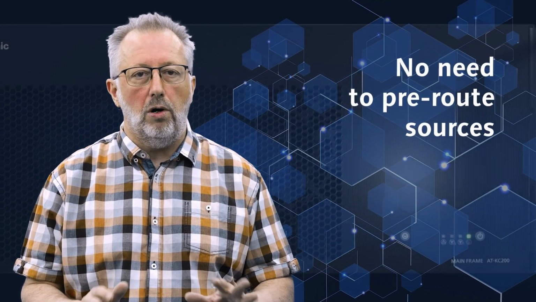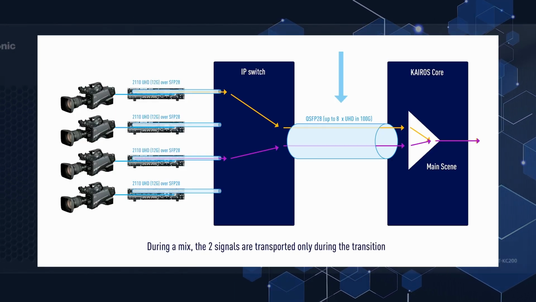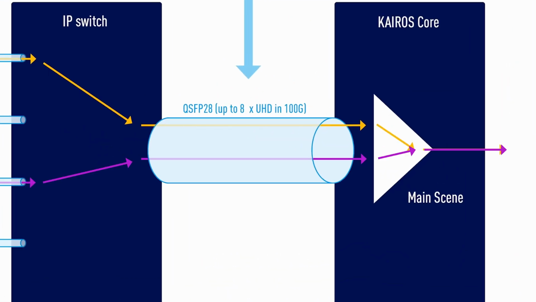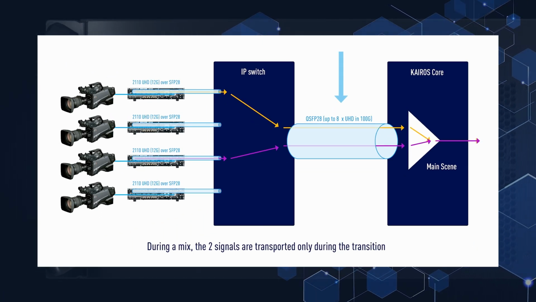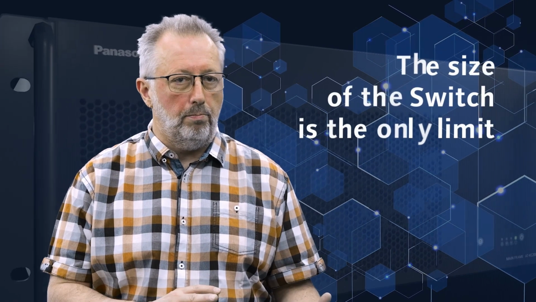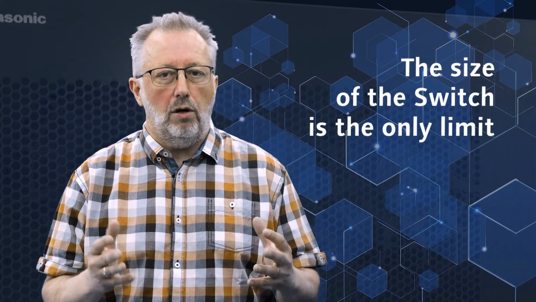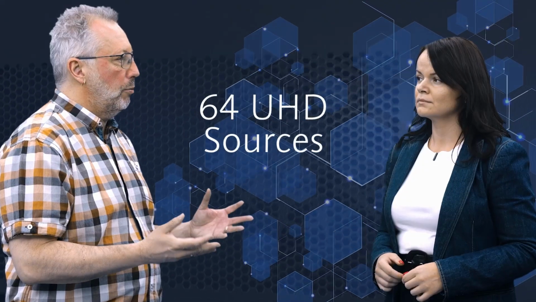It continues to work as normal, and Kairos controls the source routing directly with the switch, routing the sources only when they are actually used in a scene. Doing this, the source number limitation is not linked anymore to Kairos input bandwidth, but to the size of the IP switch. We are starting with 64 UHD sources, but virtually it is unlimited.